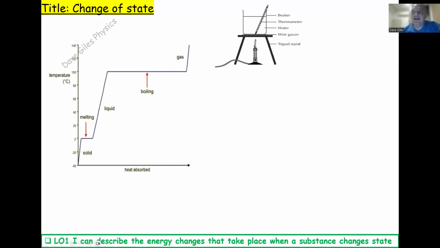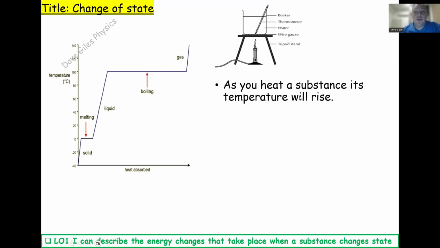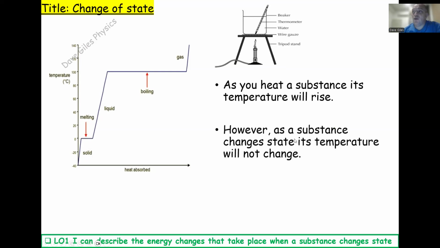This here is a heating curve for a substance. Here we start with a solid. The solid has the lowest level of energy, and then we've got liquid and then gas. But we've got these little straight horizontal bits where the temperature doesn't change. This one looks like it's for water because we've got the melting point at 0 degrees and the boiling point at 100 degrees Celsius. As you heat a substance, its temperature will rise. However, as a substance changes state, its temperature will not change. That is why you're getting this horizontal bit here.